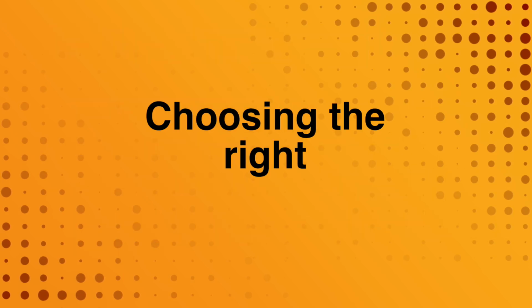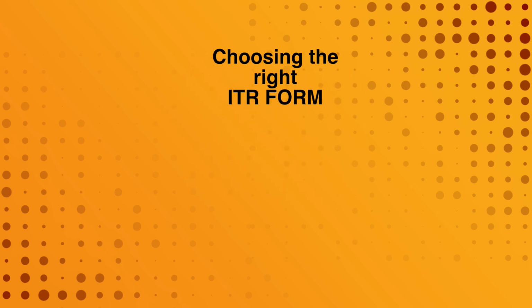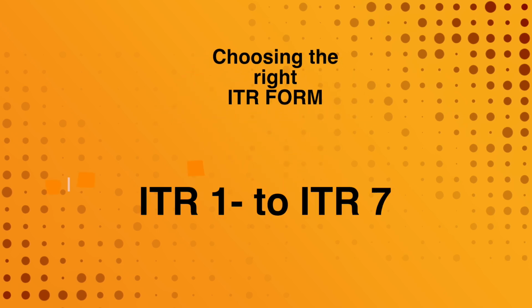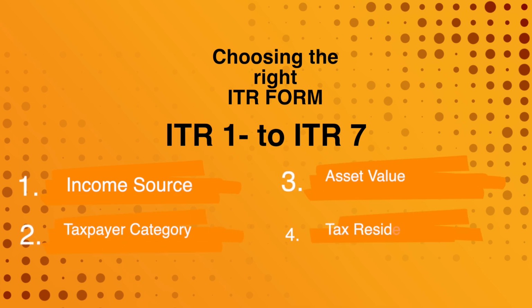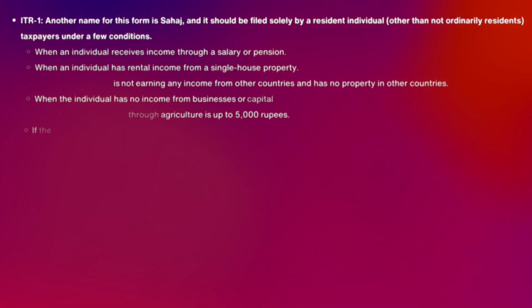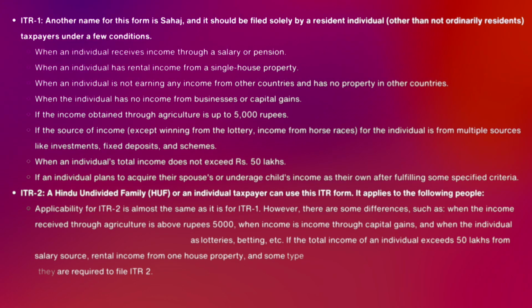Choosing the right ITR form. One must select the appropriate ITR form, ITR 1 to ITR 7, based on the income sources, taxpayer category, asset values, and tax residency. A glimpse of the ITR forms and the relevant information is shown on the screen for understanding.